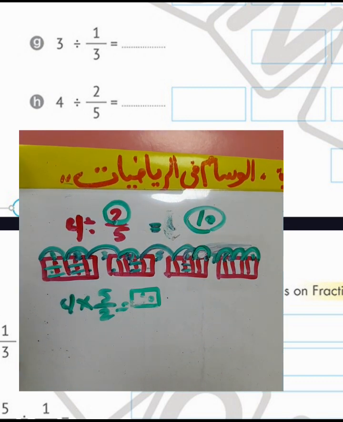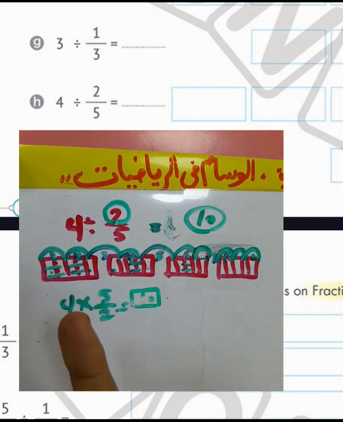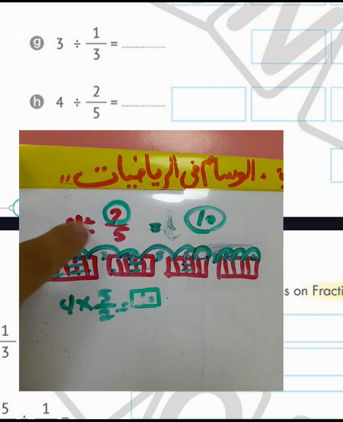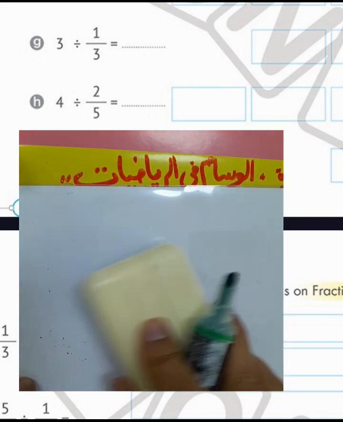Understood? First step, draw 4 models, divide each one of them into 5 parts, and color each 2 parts, which will give me 1 whole number. 4 divided by 2 over 5 means how many 2 fifths are in 4? It will be 10. Or you can write 4 times 5 over 2: 4 divided by 2 equals 2, 2 times 5 equals 10. That is the result of this example.